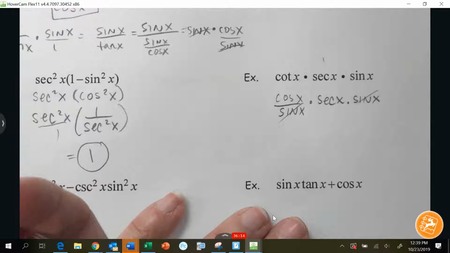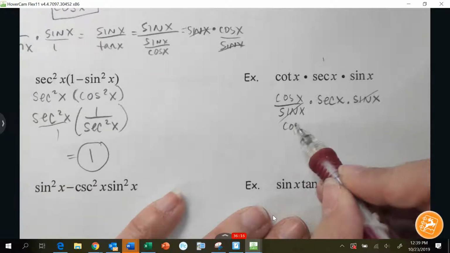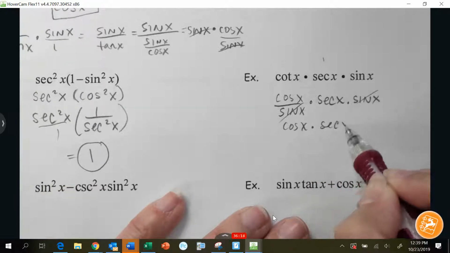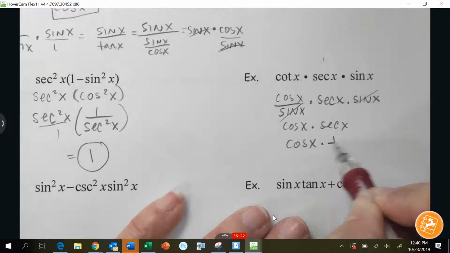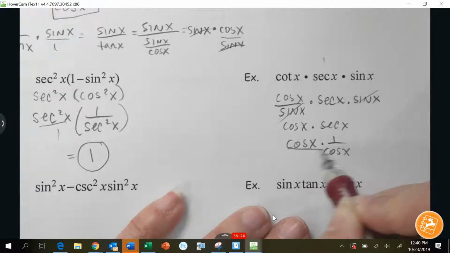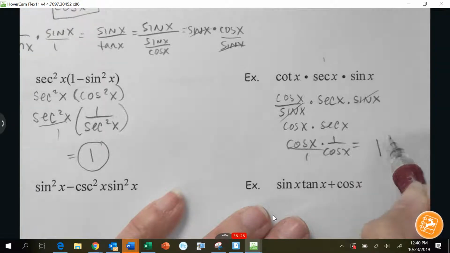Jillian? If I have cosine x times secant x. 1 over cosine x is the same. Okay, so I could have cosine x times 1 over cosine x. And what's going to happen? And we'll get 1.